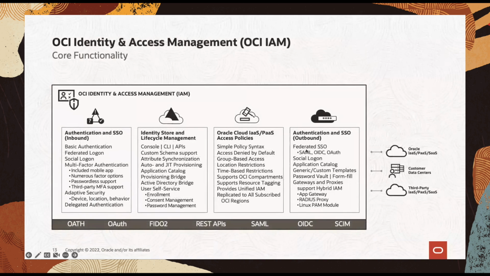Okay, so we have seen the four core capabilities of the OCI IAM: inbound authentication, outbound authentication, identity lifecycle management, and access policy controls, plus the protocols supported by the IAM. We support the industry standard protocols, as I said: SAML, OAuth, OIDC, SCIM, and the REST API. These are a few of the industry standard protocols also supported by the IAM domains.